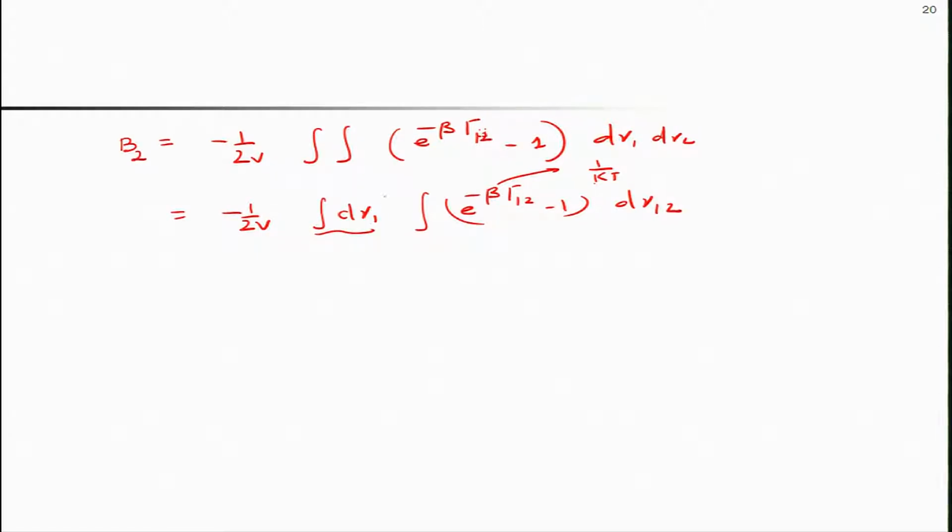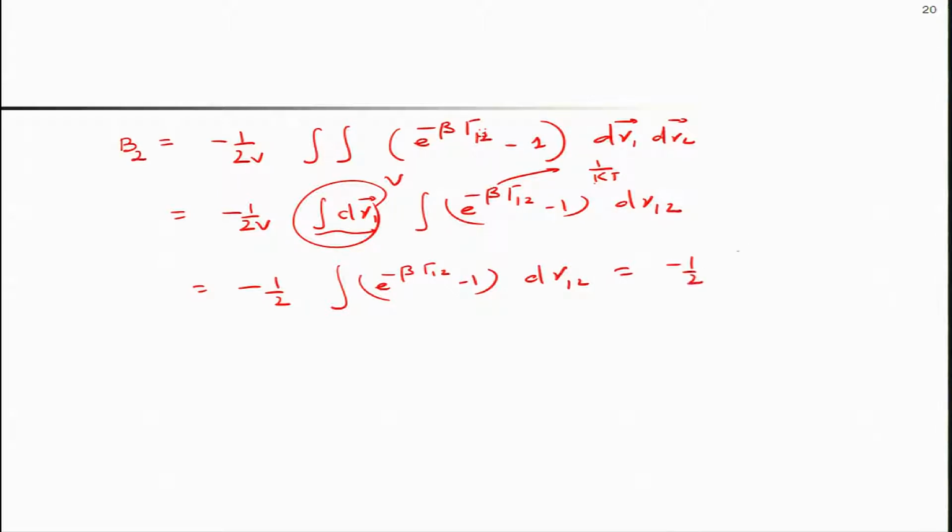Now, this is basically a vector. So, if you integrate over it, you will get a volume V. So, what we have is minus 1 by 2 times the integral of e to the minus beta gamma 12 minus 1 dr12, or I can write this simply as 1 by 2. This is a volume element in differential form. Remember, this is a vector, so this is going to be 4 pi r squared dr times e to the minus beta gamma 12 minus 1 dr. Now, this is in scalar form, and we are going to integrate from 0 to infinity using the potential model.